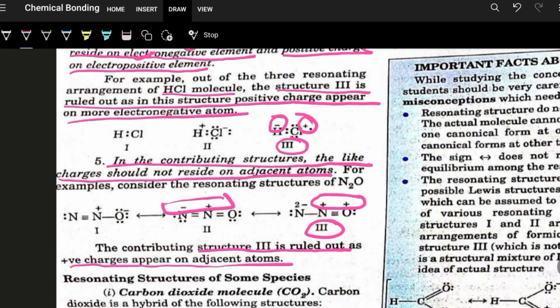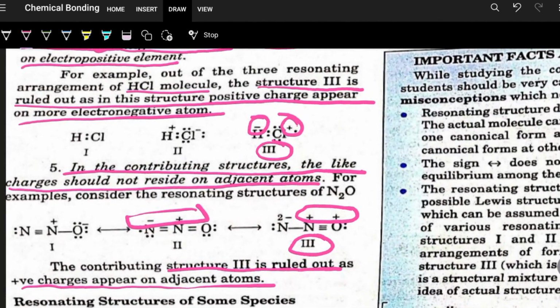Similarly, if two canonical forms are almost the same, identical, then those canonical forms are more stable because they have equal contribution to the resonance hybrid. Now over here, structure 3 is again ruled out. Why? Because in the contributing structures, like charges should not reside on adjacent atoms. See, this is also positive, this is also positive. Nitrogen, oxygen, adjacent to each other, having the same charge. So structure 3 is ruled out. This is not a probable canonical form.